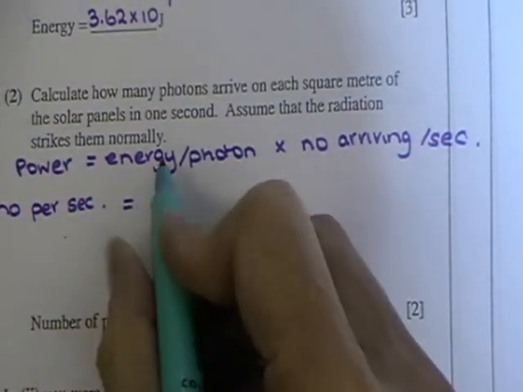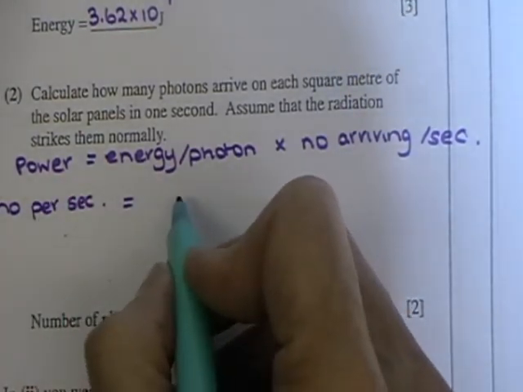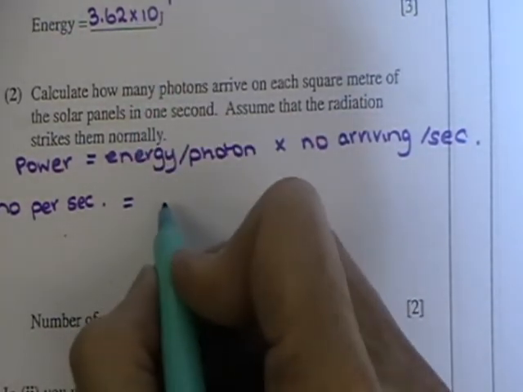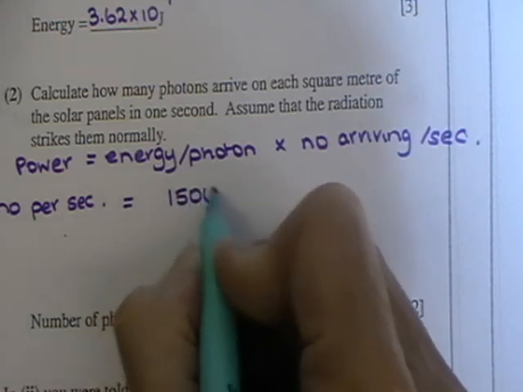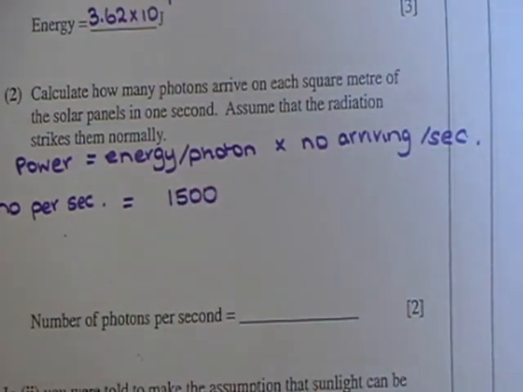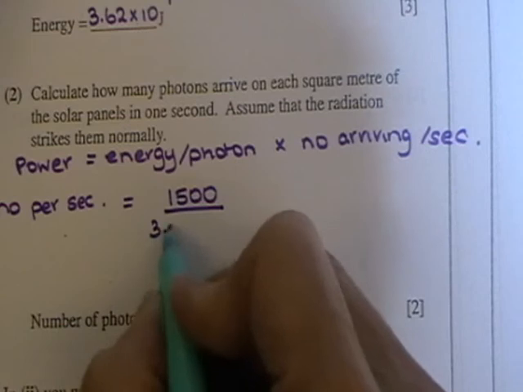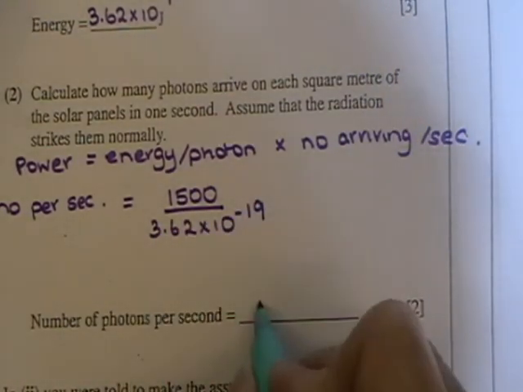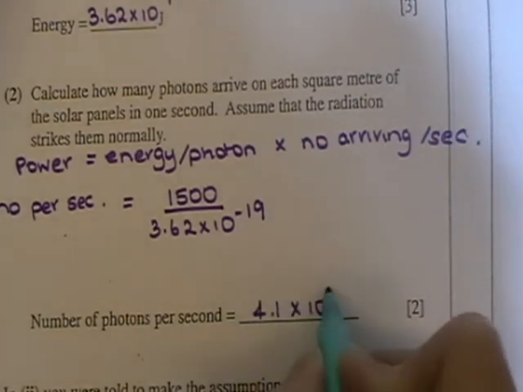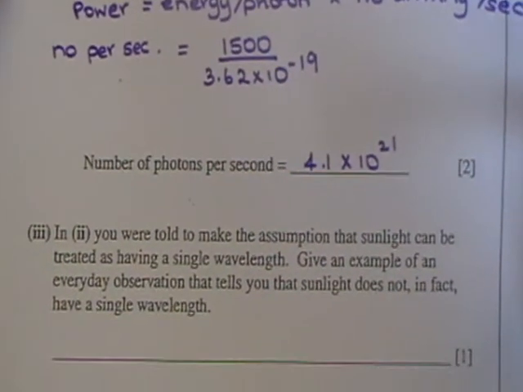So the number per second is equal to the power divided by the energy per photon, which we've got in the last answer here. So the power is 1.5 kilowatts, which is the same as 1500 joules per second. And that's divided by 3.62 by 10 to the minus 19. And that gives you an answer of 4.1 by 10 to the 21. And you would, of course, expect a very big answer there, since we're talking about very tiny particles.